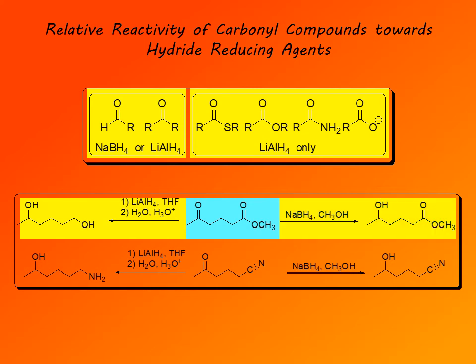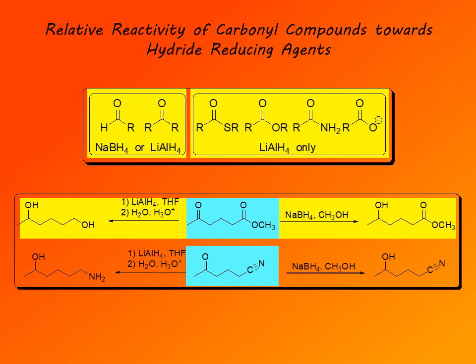On the other hand, sodium borohydride is a chemoselective reagent. Chemoselective means that it selectively reduces some functional groups and not others. So it's chemoselective in that it reduces only the keto group, but it leaves the ester group intact. So from ketoester, the product is a hydroxyester.